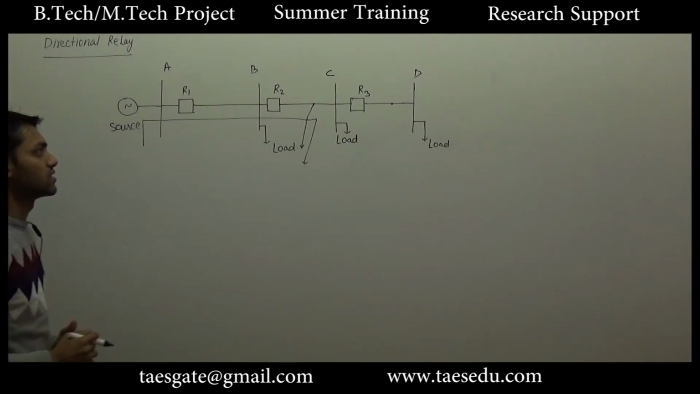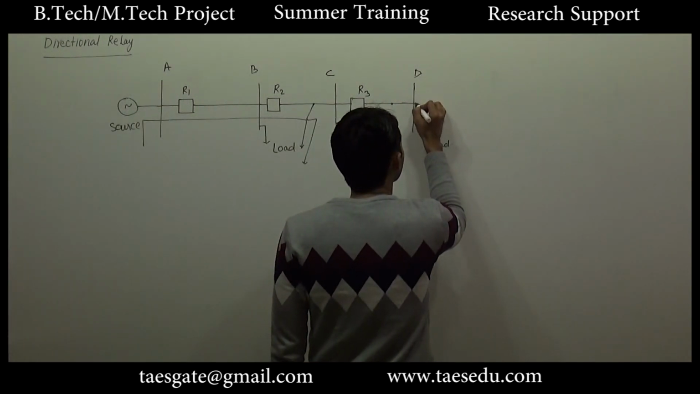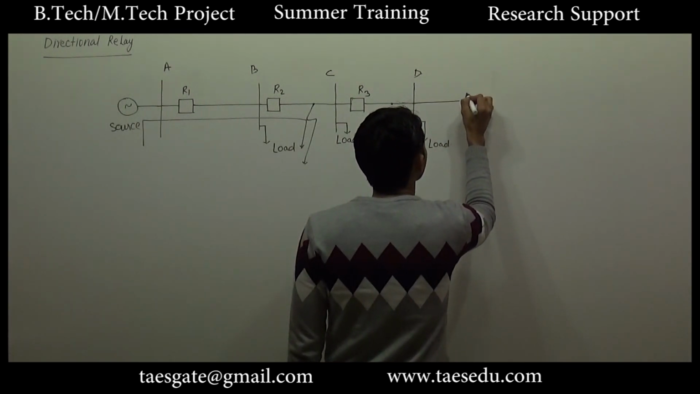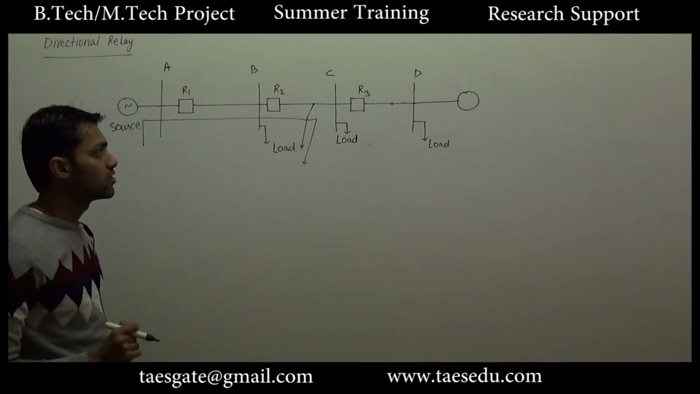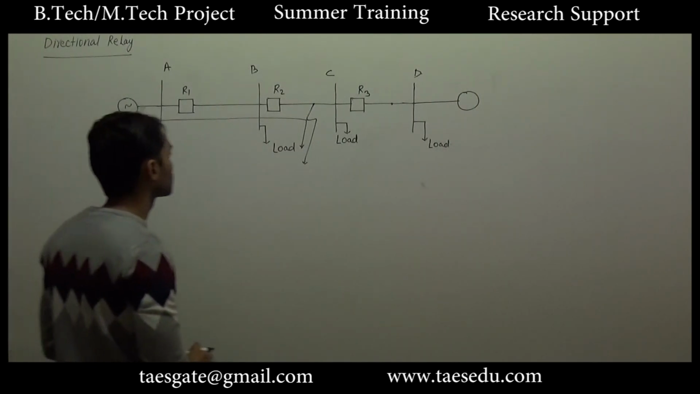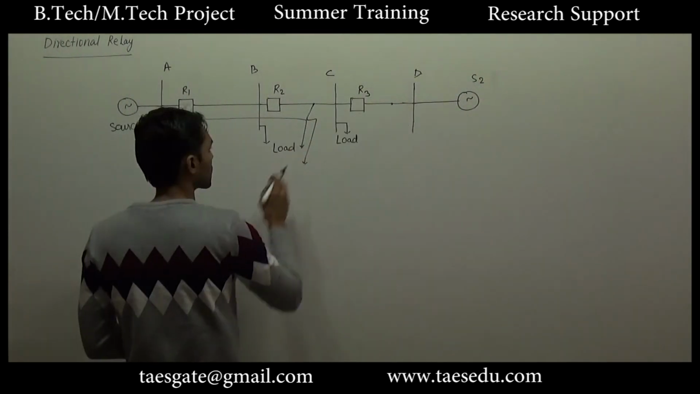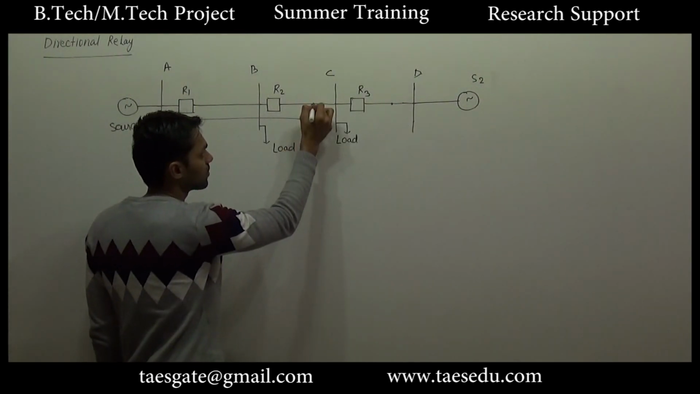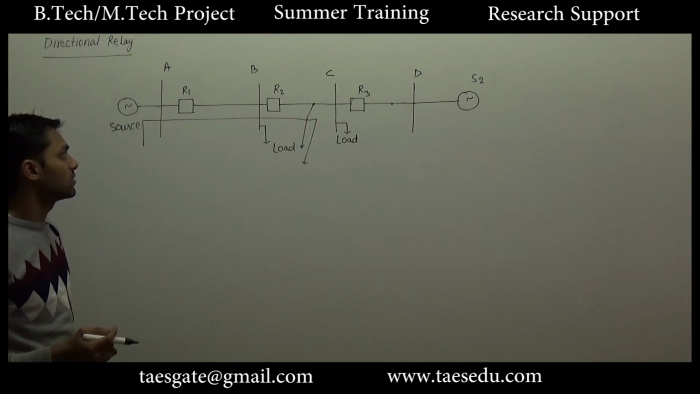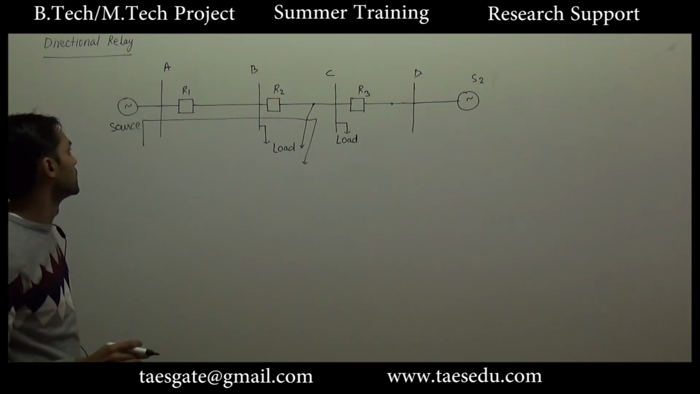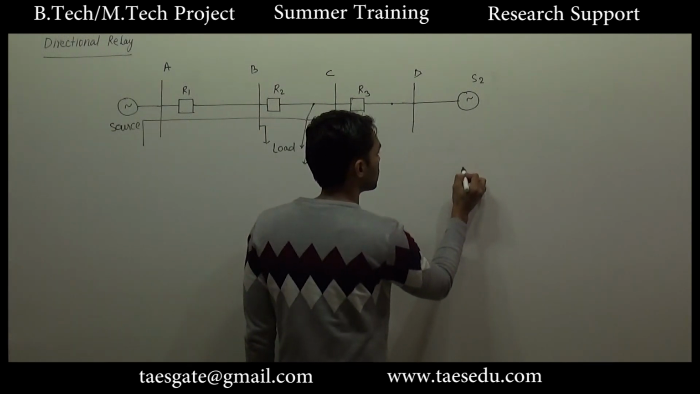Now again consider the same system, the same radial distribution system, but a source is connected to another end. So this is the radial distribution system with two sources. Let's say this is source 2. Now again consider a fault between B and C. For this kind of fault, the fault current will flow from both the ends. A fault current will flow from source 1 and another fault current will flow from source 2.